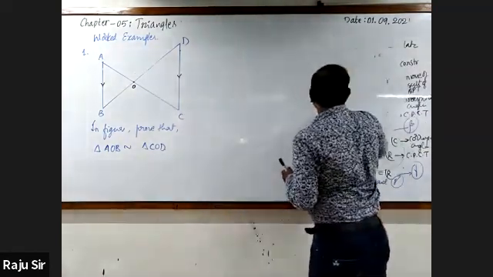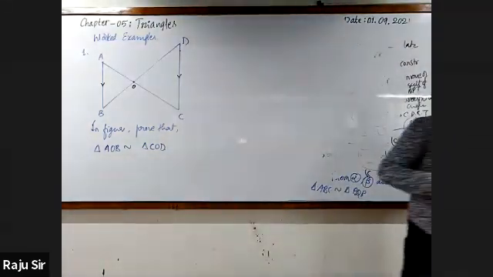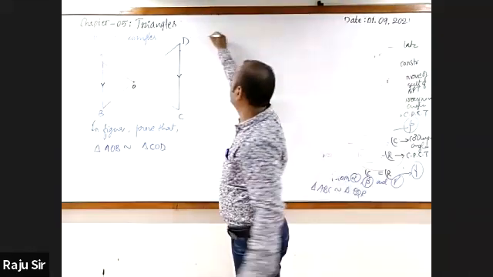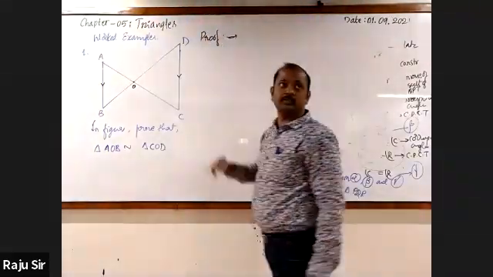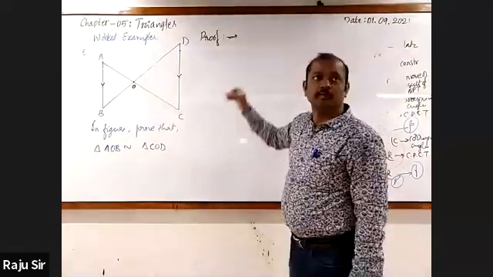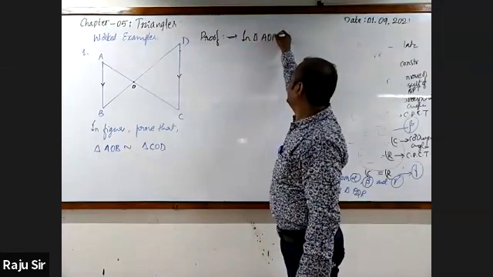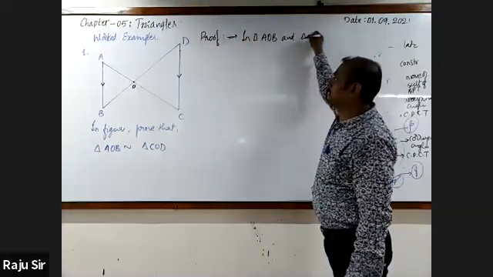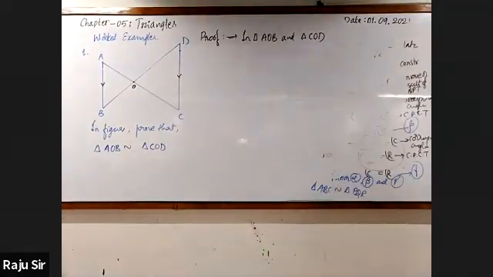I've taken the first one, very simple. Directly we shall move on to prove. In triangle AOB and triangle COD. Let's go for proving.